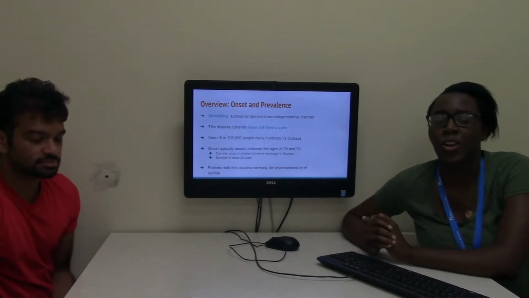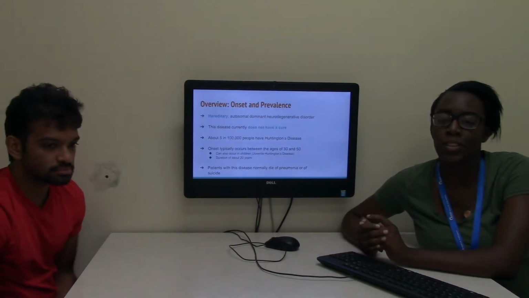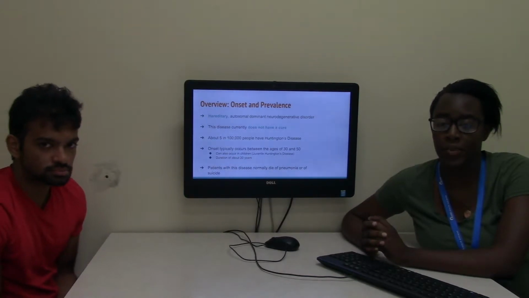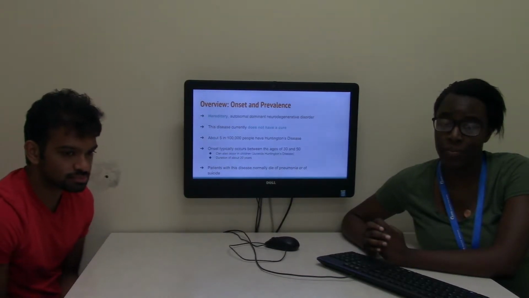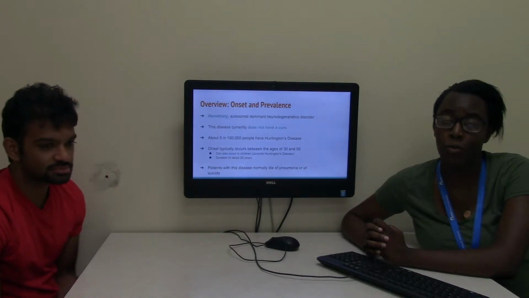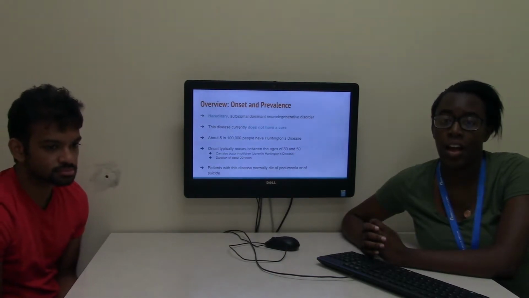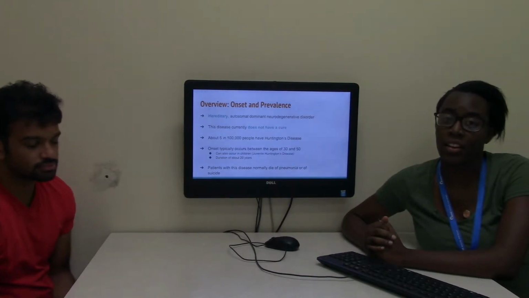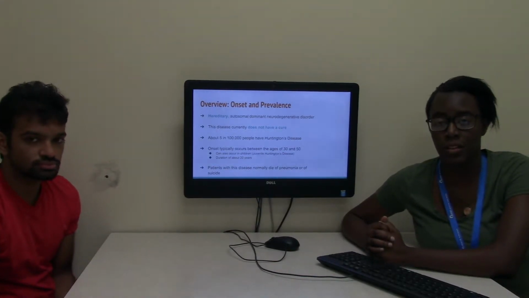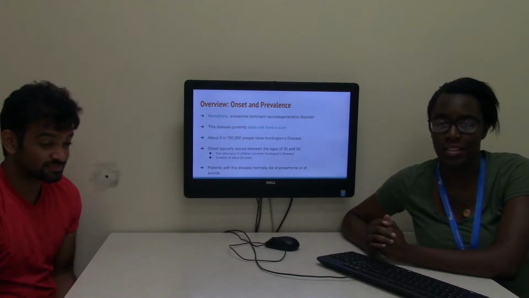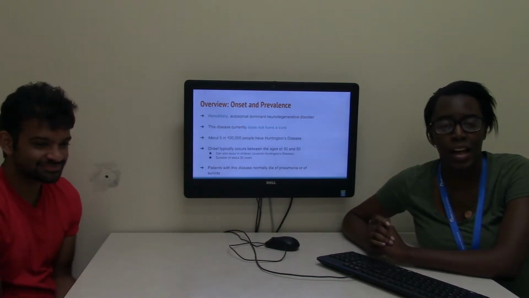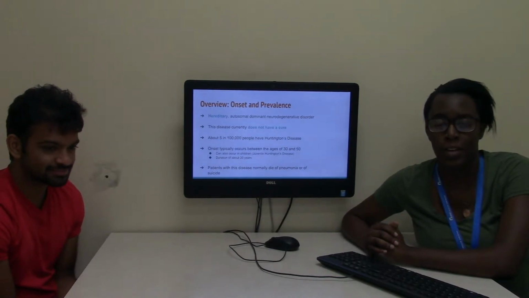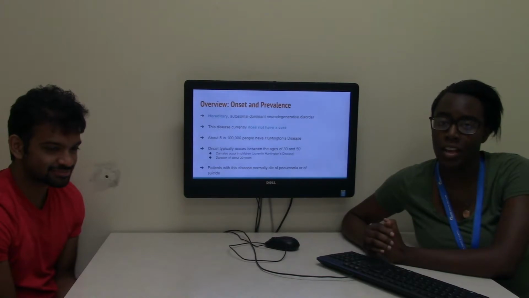Huntington's disease is a hereditary autosomal dominant neurodegenerative disorder. This disease does not have a cure. It occurs in about 5 out of 100,000 people. Onset typically occurs between the ages of 30 and 50, but it can occur in children. When this happens, it's called juvenile Huntington's disease. The disease itself lasts for about 15 years before it becomes fatal, and when it is fatal, it's usually as a result of pneumonia or suicide.